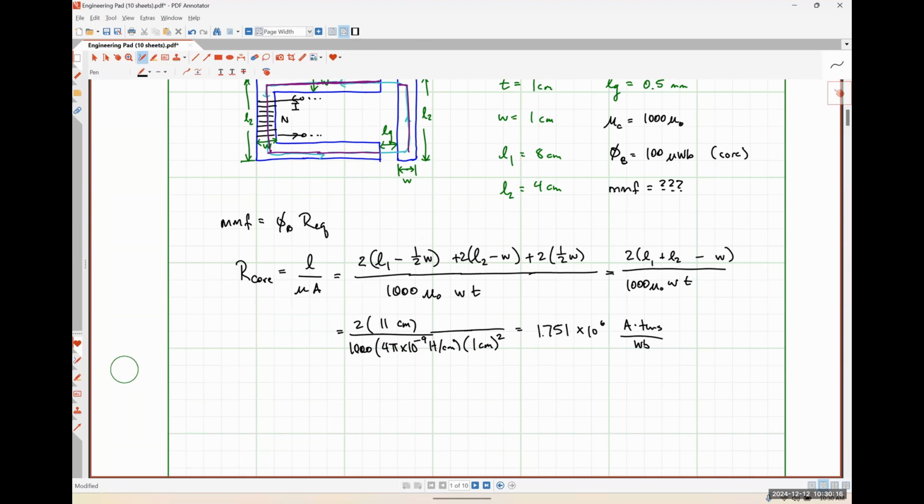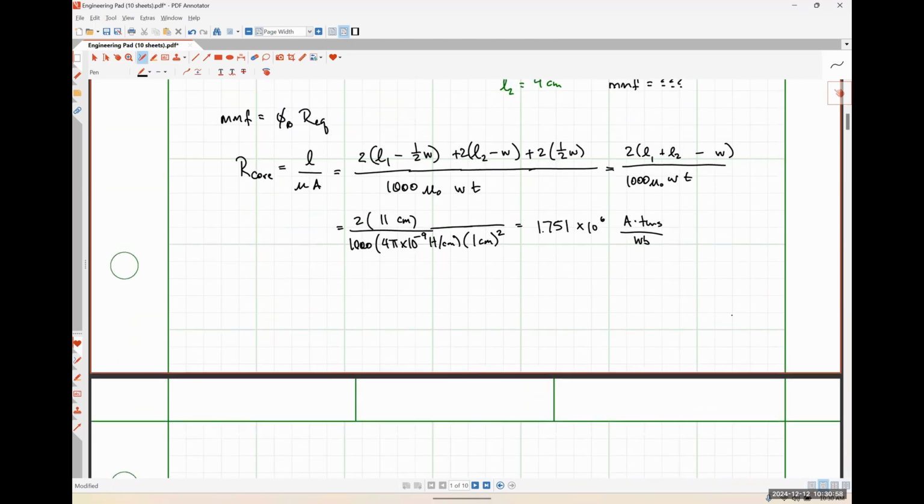So we haven't taken into account the air gap at all yet, right? This is just of our core. Okay, so there are 2 reasons. The first reason is that our area is only 1 square centimeter. We've been dealing with larger core sizes. So if our area is larger, because it's in the denominator, that's going to make our reluctance smaller. Also, our permeability is only 1,000 mu naught when I think we were using 2,000 and 5,000 last time. So a lower permeability is also going to cause our reluctance to go up. So 1.751 times 10 to the 6 amp turns per Weber is just the contribution from our core.